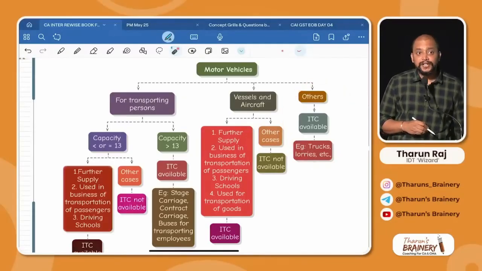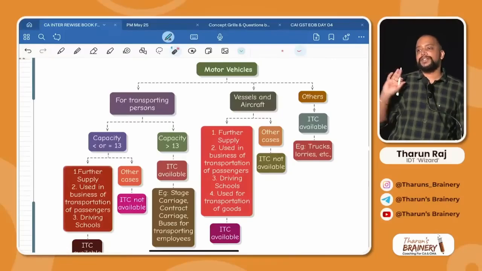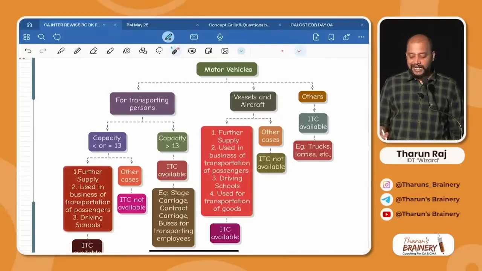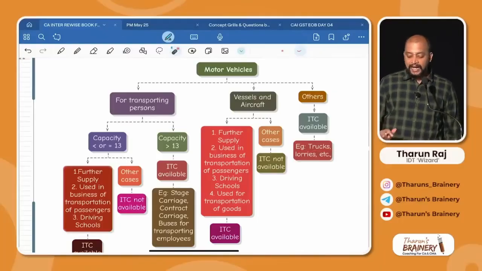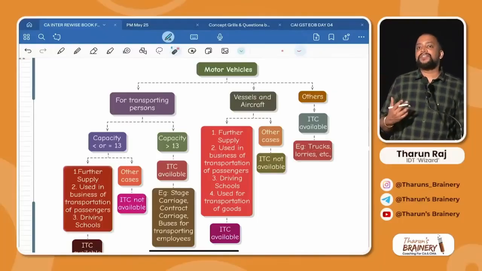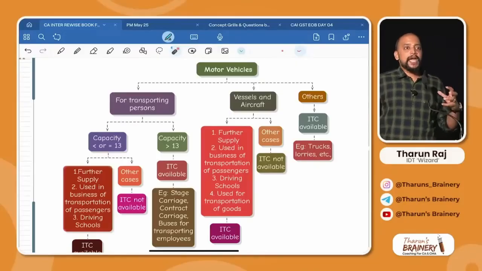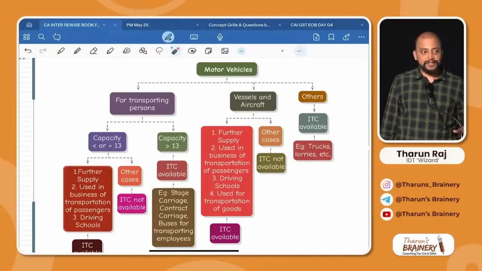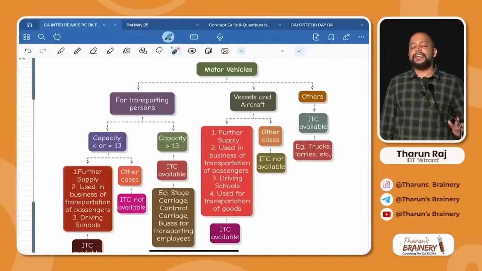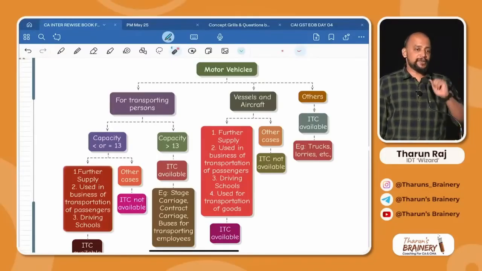Can we take ITC with respect to that? Yes, there is no restriction on that. Definitely we can take ITC. Example, trucks, lorries, etc. Got it? And why? First of all, they are giving a restriction for motor vehicles because motor vehicles are capable of being used partly for business purpose, partly for personal purpose. So it is very difficult to ascertain whether it is used for business purpose or personal purpose.